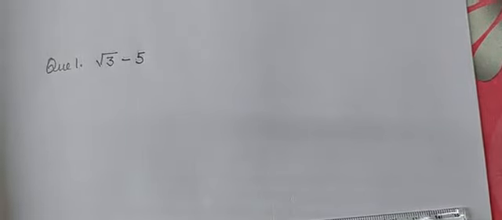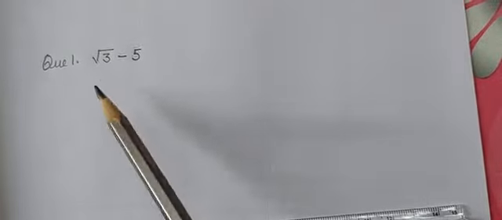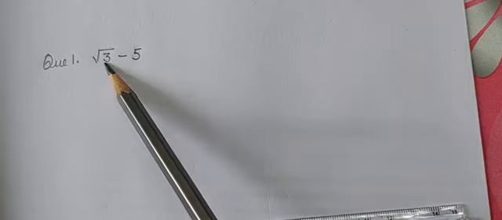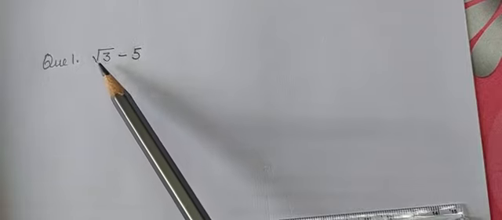So as first question, you have been asked to locate root 3 minus 5 on number line. What kind of number is this? See, this is an irrational number. 5 is rational, root 3 is an irrational number. Irrational means its decimal version is going to be non-terminating and non-recurring. It will keep on appearing without recurrence.